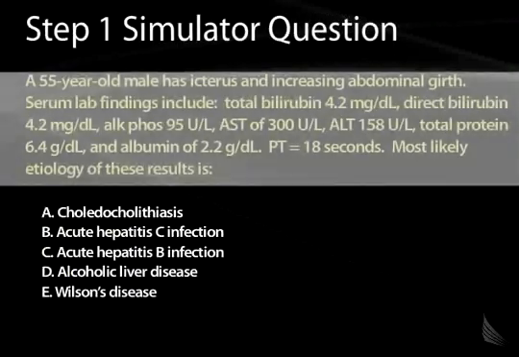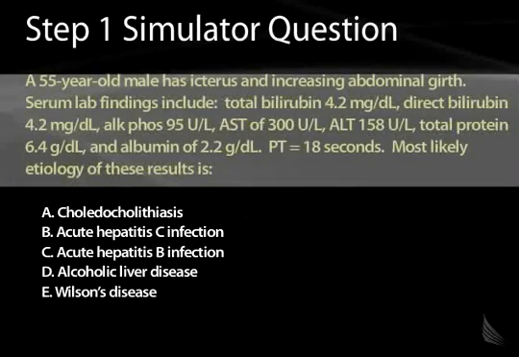as well. A 55-year-old male has icterus and increasing abdominal girth. Serum lab findings are a bilirubin of 4.2, a direct bilirubin of 4.2, alkaline phosphatase of 995, an AST of 300, an ALT of 158, a total protein of 6.4, an albumin of 2.2. The most likely diagnosis is choledocholithiasis, acute hepatitis C, acute hepatitis B, alcoholic liver disease, or Wilson's disease.